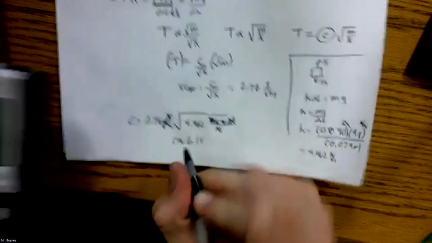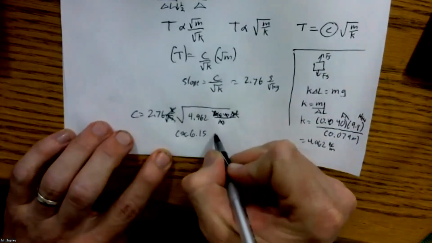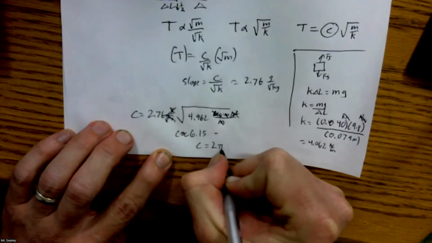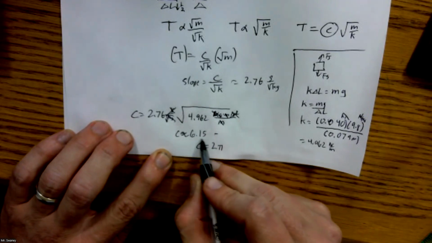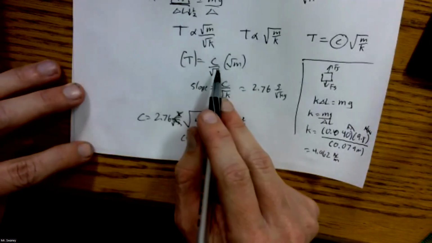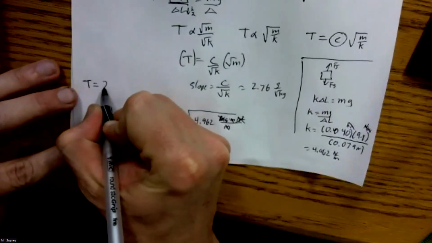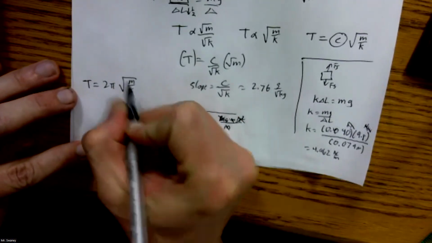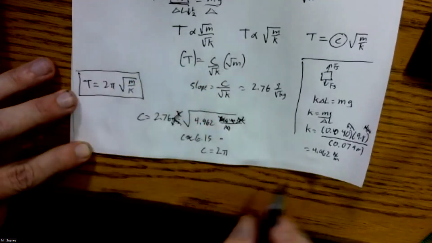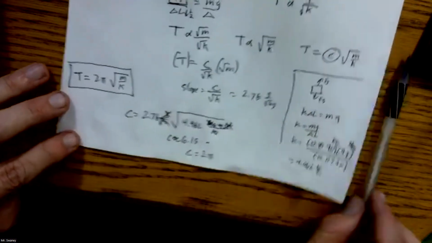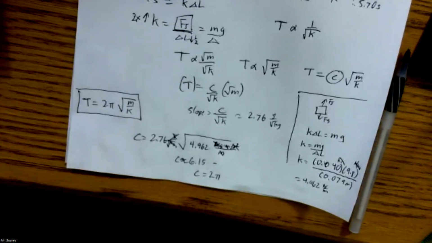But we will prove to you that the constant is actually 2 pi. 2 pi would be 6.28. We did pretty good, 6.15. So the period is equal to 2 pi times the square root of m over k, and we're getting that experimentally. I'm telling you we're going to prove that this is 2 pi, even though we got 6.15.